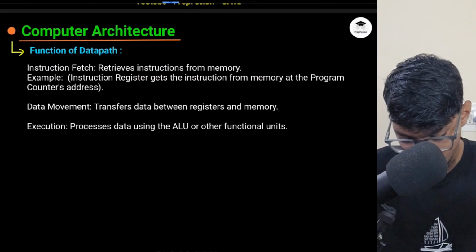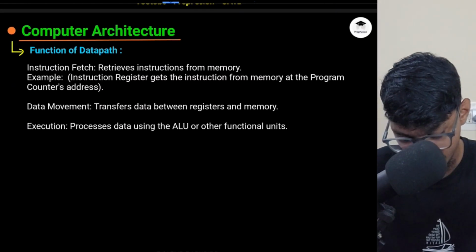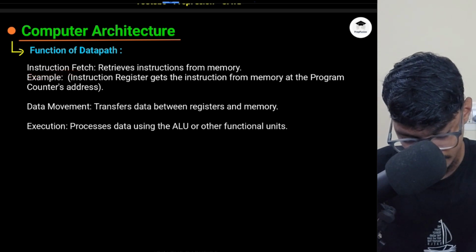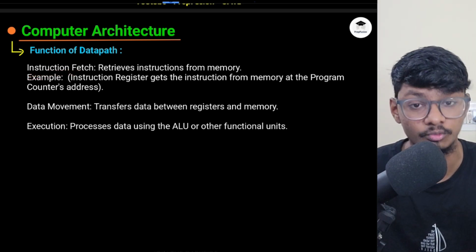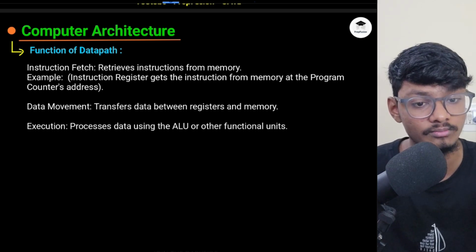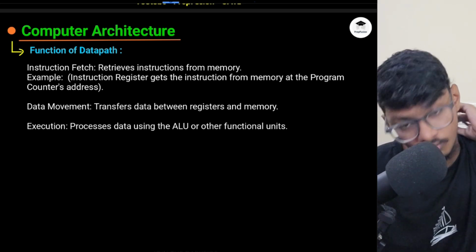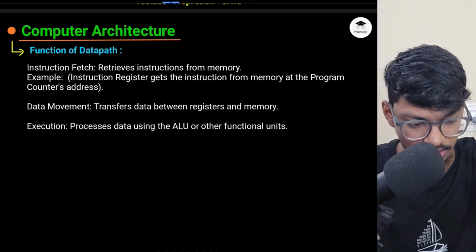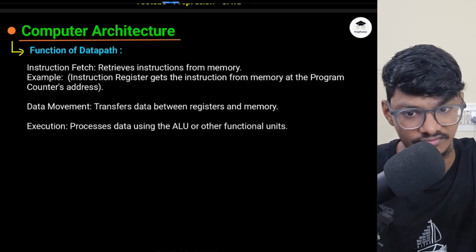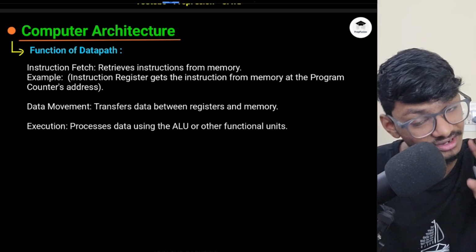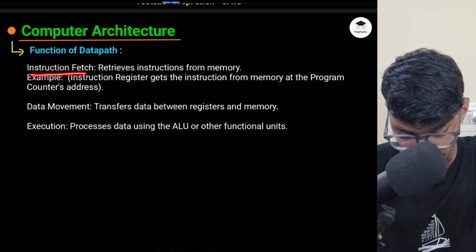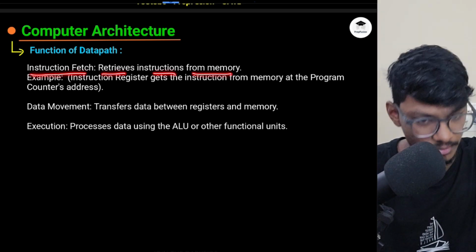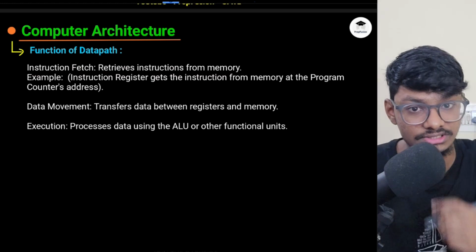So then let's come to the function of a data path. Instruction fetch. So I will tell you the whole cycle. The instruction cycle I have already explained. Again I will explain with the help of the data path now. So things will be more and more clear now. So there are two cycles, right? One is the execute cycle and the other is instruction fetch. So what happens in instruction fetch? There are a lot of things that happen in instruction fetch only. Instruction fetch retrieves instructions from memory.